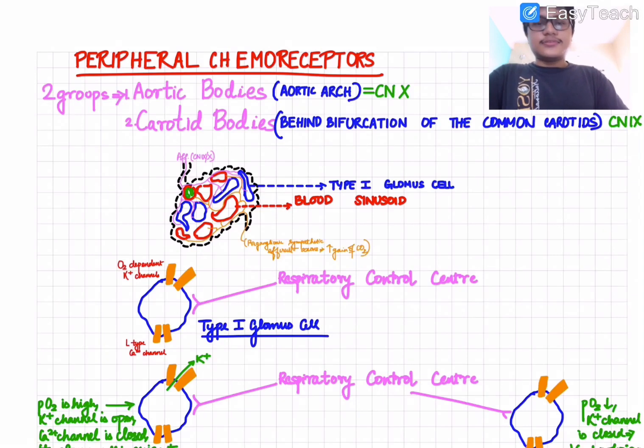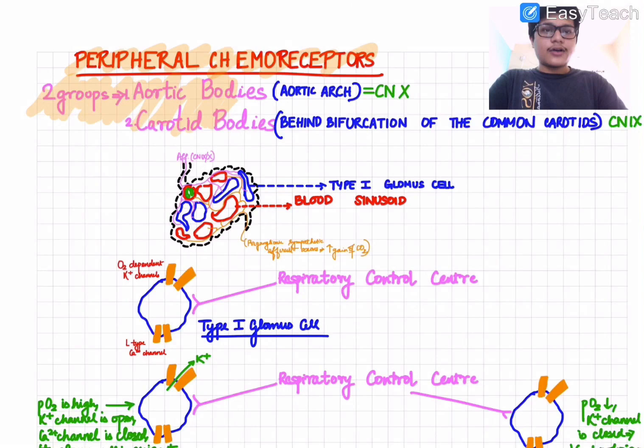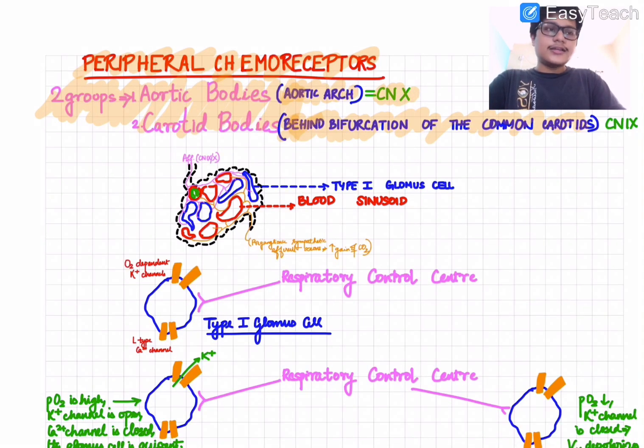Now let's come to the chemoreceptors finally. So the chemoreceptors are of two types. There are the peripheral chemoreceptors, and then there are the central chemoreceptors as well. The peripheral chemoreceptors are further of two groups. One is the aortic bodies, and the other is the carotid bodies. The aortic bodies are found in the aortic arch, and the carotid bodies are situated one behind each bifurcation of the common carotids. Again, the aortic body's afferent supply is via the 10th cranial nerve, and the carotid body's afferent supply is via the 9th cranial nerve.